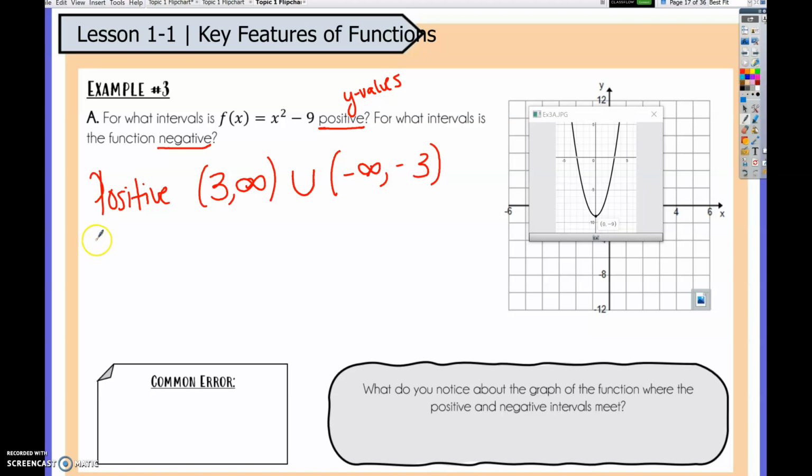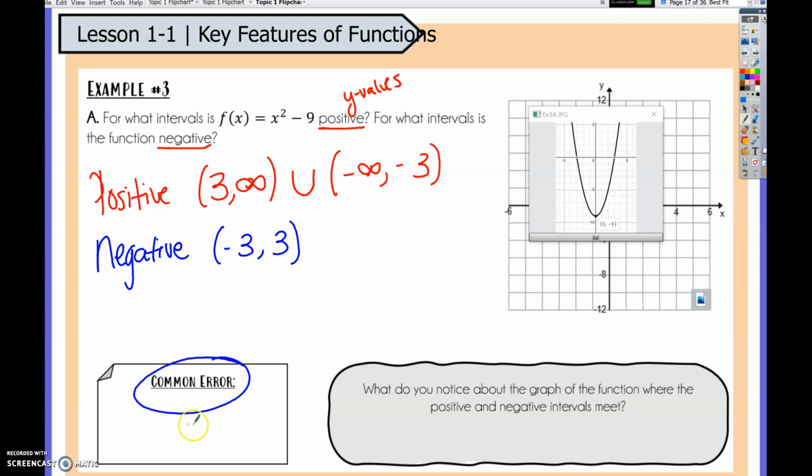When is it negative? That's, of course, when it's below the x-axis, when the y values will be negative on this function. So here, that's between negative 3 and positive 3. So we put our lower number first and our upper number second. The reason we use soft parentheses around any of our 3 or negative 3 values is, right when x is negative 3 or x is positive 3, the actual value is neither positive nor negative. It's 0.